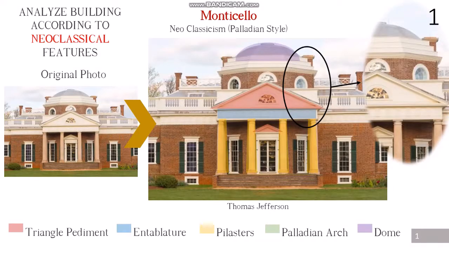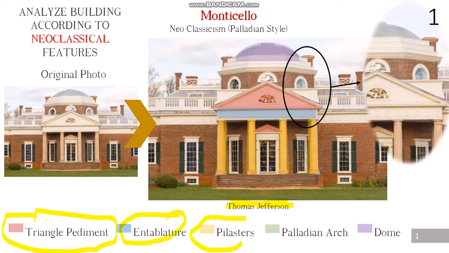First building was Monticello. The architect was Thomas Jefferson, and we can see the features in the bottom part. For example, this is the triangular pediment. Here we can see the pilasters and the dome of Monticello. These are neoclassical features.